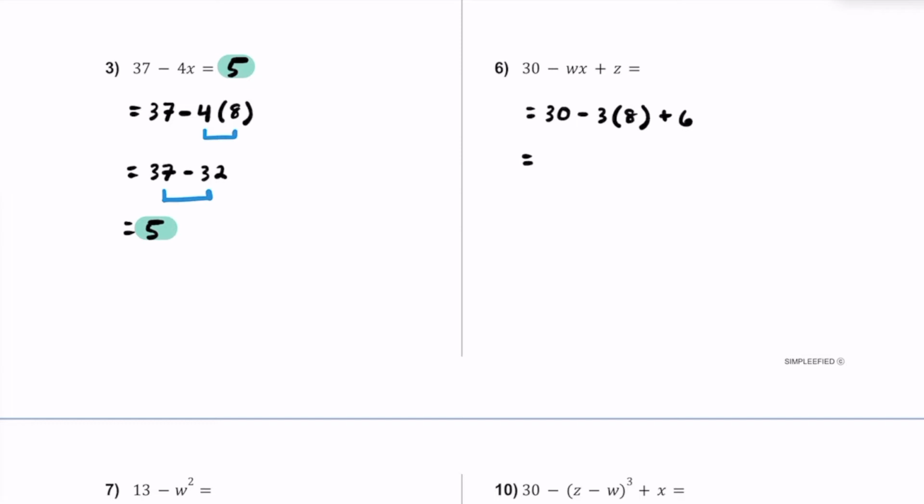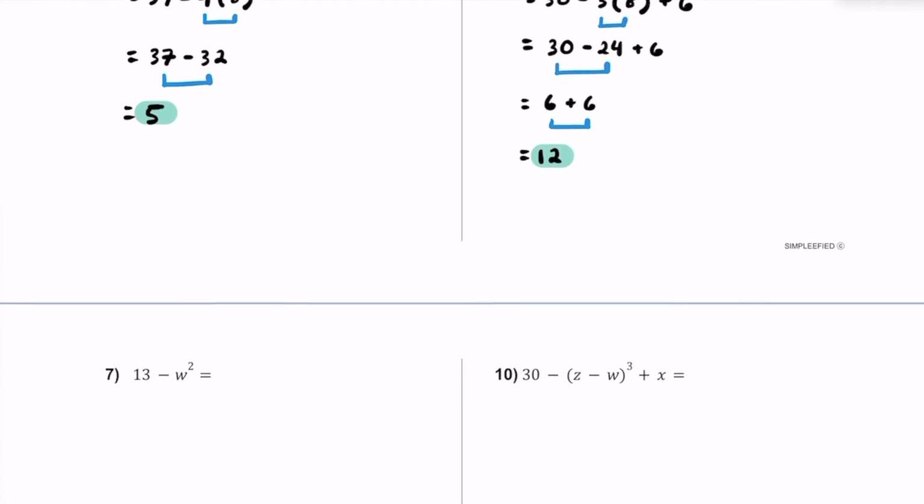All right, between the three operations here, let's go ahead and take care of the multiplication. So 3 times 8 is going to be 24. So we have 30 minus 24 plus 6. Then from left to right here, 30 minus 24, that's equal to 6. So we have 6 plus 6. And then finally 6 plus 6, that's going to be equal to 12. So the value of this expression is equal to 12.